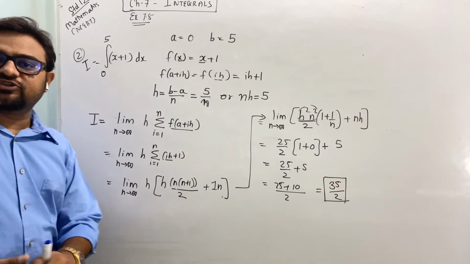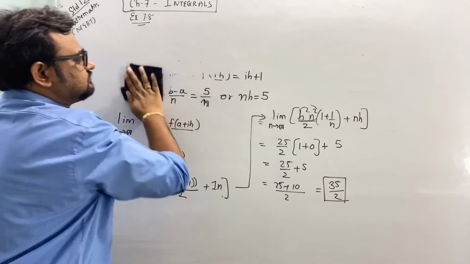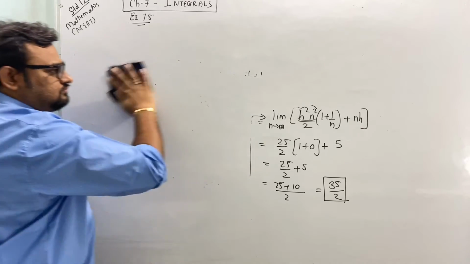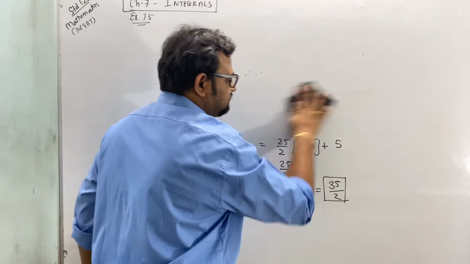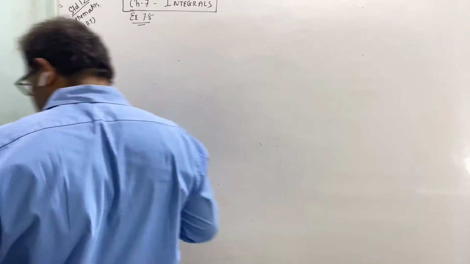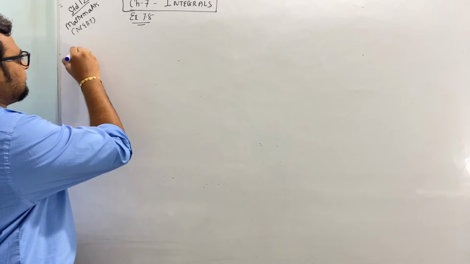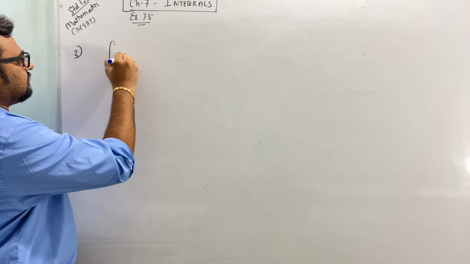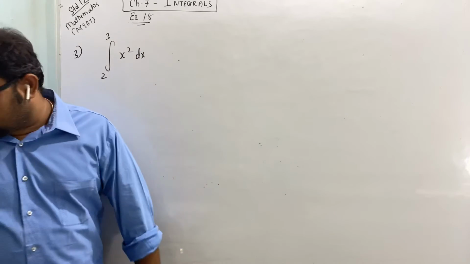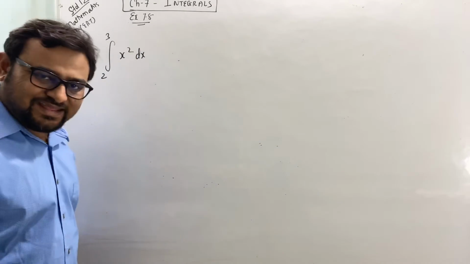Okay. Now let's move to the next question. Question 3. Question 3 is integration of x square from 2 to 3. Okay, let me confirm the question. Yes, it's integral from 2 to 3 of x square dx.